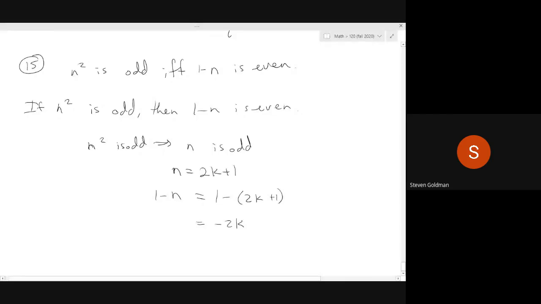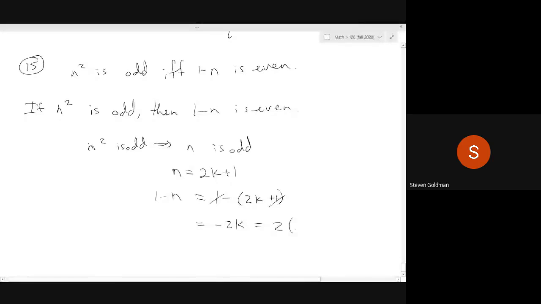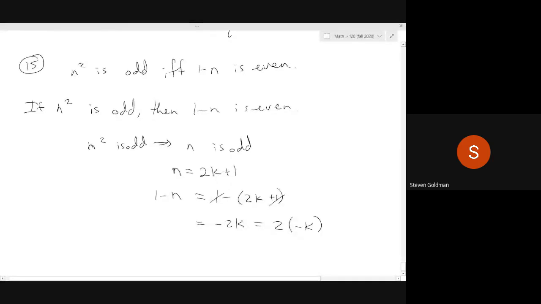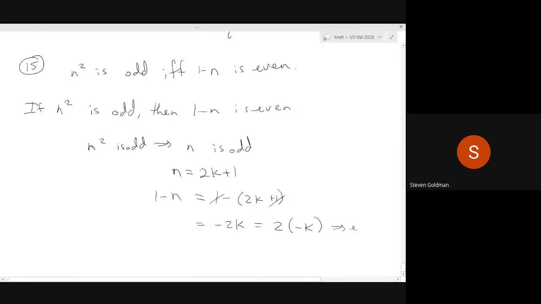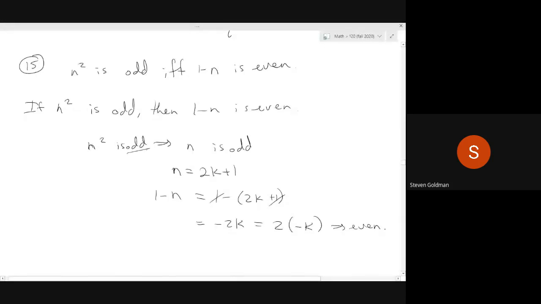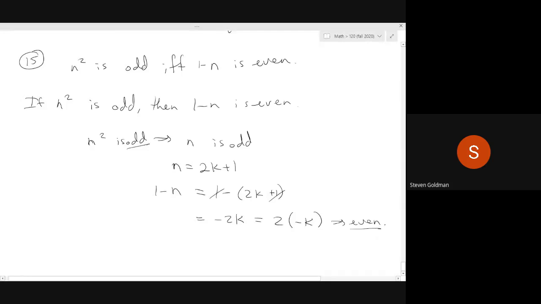Right? 1 minus 1 will be 0. That will cancel. So we're left with negative 2k. Negative 2k is equal to 2 times negative k. So by definition, that's 2 times an integer. That's even. Okay. So if n squared is odd, 1 minus n will be even. So we proved it the first way by direct proof.